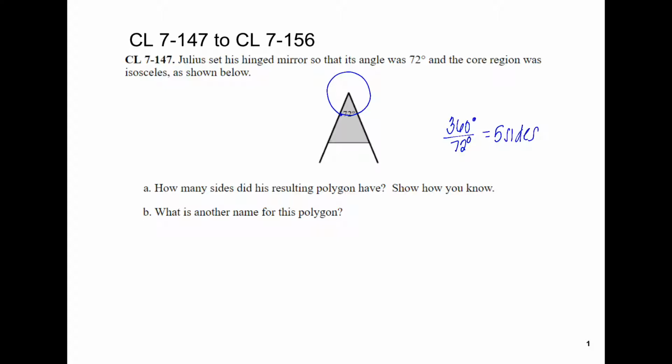What is another name for this polygon? Well, a 5-sided polygon we call a regular pentagon.